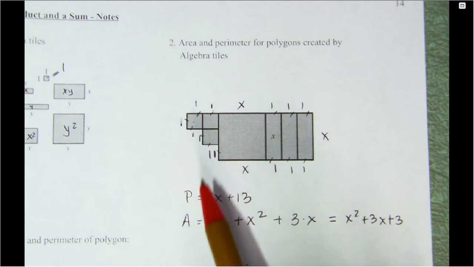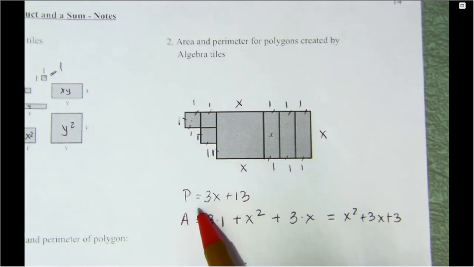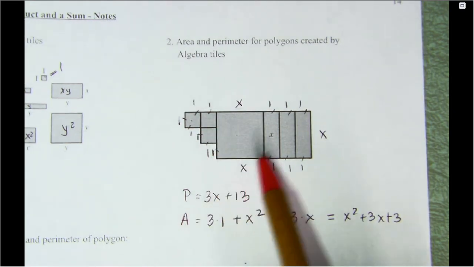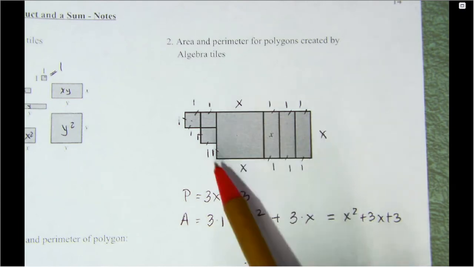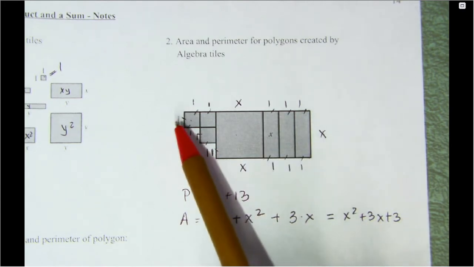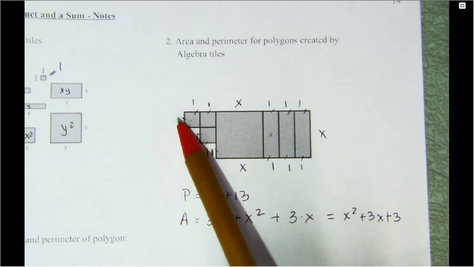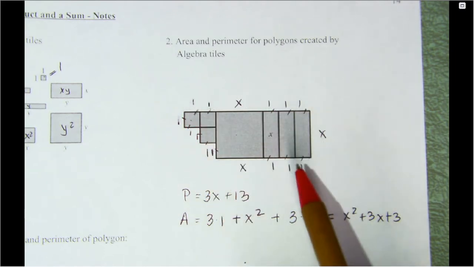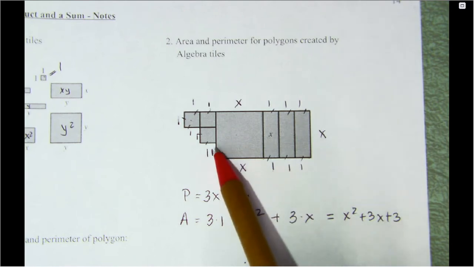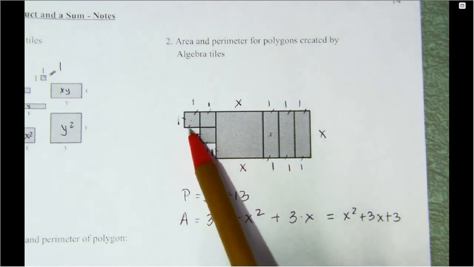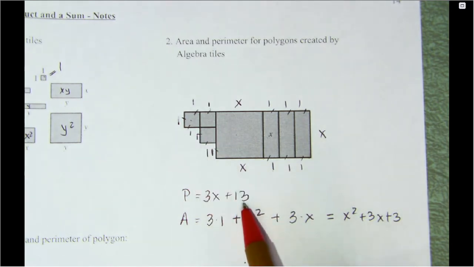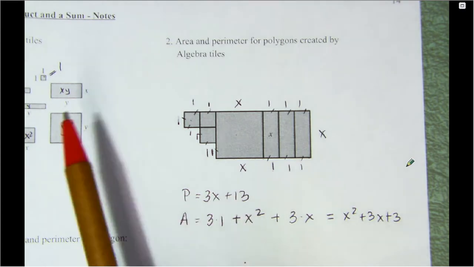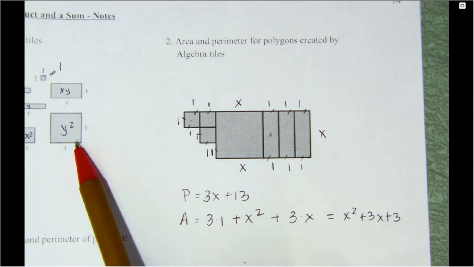So if I do perimeter, I'm just adding all the x's: x, x, x. I got 3 x's. And then I'm counting the sides of the squares. I got 1, 2, 3, 4, 5, 6, 7, 8, 9, 10, 11, 12, 13. That's my perimeter. Now, area, guys, you can either go over there and look at the areas, what's each area.